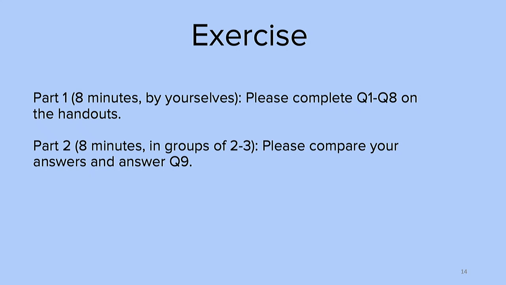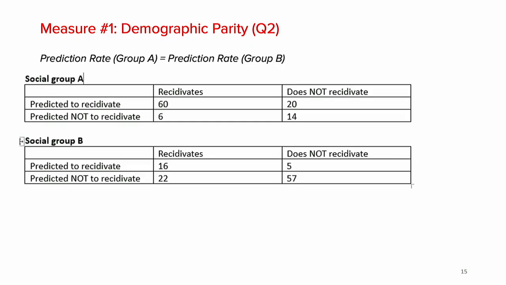Okay, let's bring it back to a big group. Before we ask the fairness question about these classifiers, let's make sure we have a good understanding of the basic math involved. The very first question on the handout asked what the actual rates of recidivism are for social group A and social group B. Here you just add the columns down. For social group A it's 66, so 66 out of 100 actually recidivate, whereas for social group B it's only 16 plus 22, so 38 people recidivate. So social group A, in general, is more likely to recidivate than social group B, and that's going to matter as we go forward.